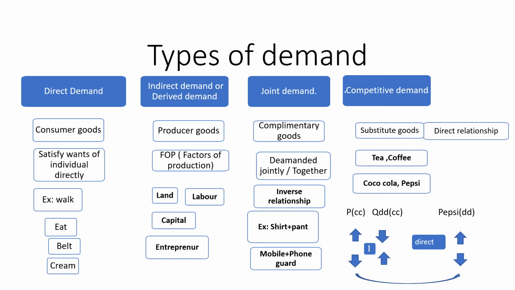Okay, now moving to the next one. So the next one is individual demand. When I say individual demand, it is for one person demanding a particular product. So let me explain you with an example.